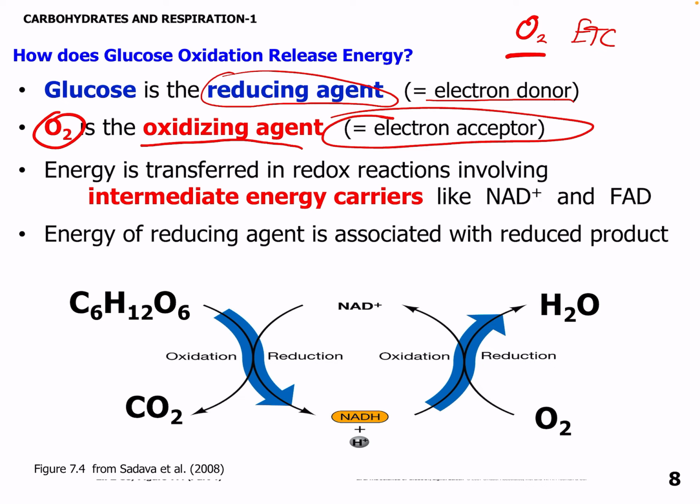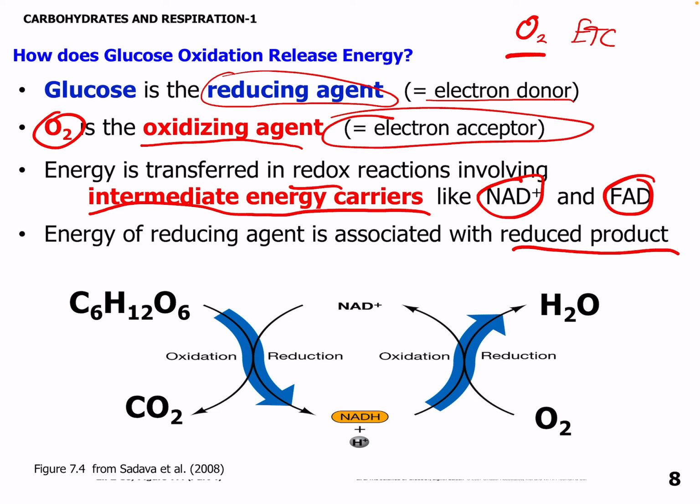But that's important. So energy is transferred in redox reactions involving intermediate energy carriers. Examples of these are NAD plus and FAD, which we'll talk about in the Krebs cycle and in glycolysis. So the energy of the reducing agent is associated with the reduced product.